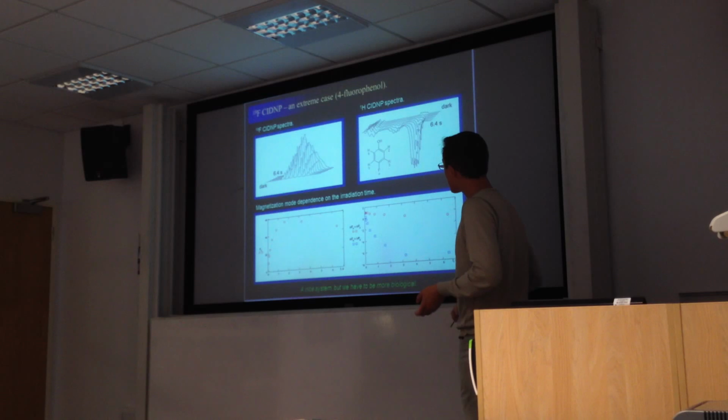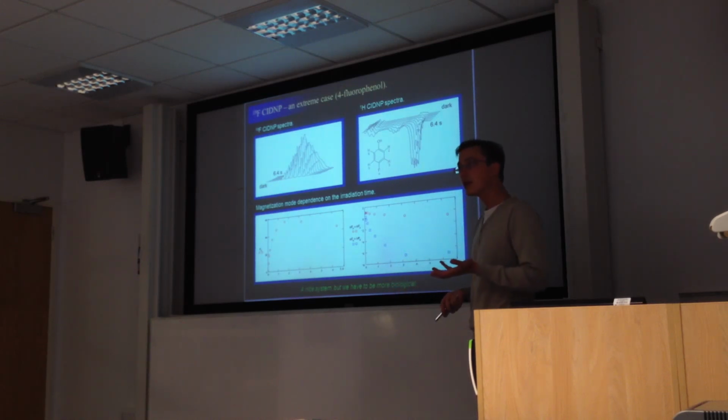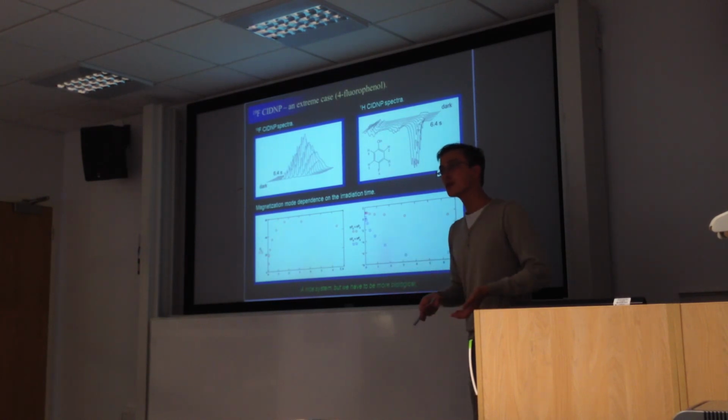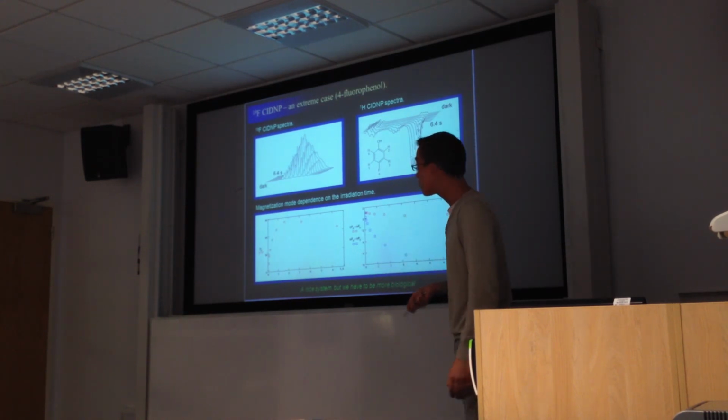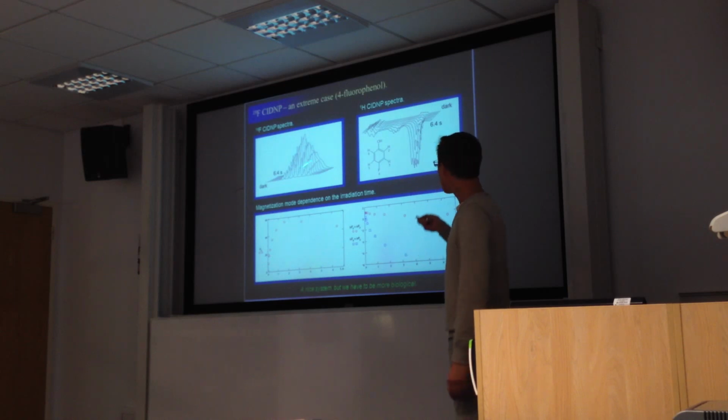So 6.4 seconds at 5 watts is what, 30 joules. That is about 8 calories, and a calorie is what it takes to heat 1 gram of water by 1 degree. So we were having temperature gradients of the order of 10 degrees in the sample by the end of this illumination, hence the drop in the line width.